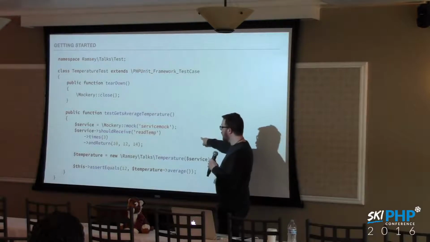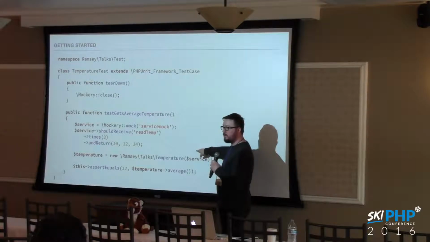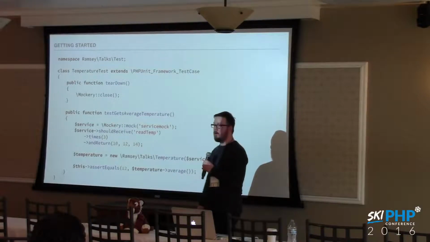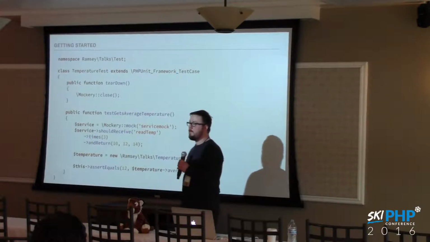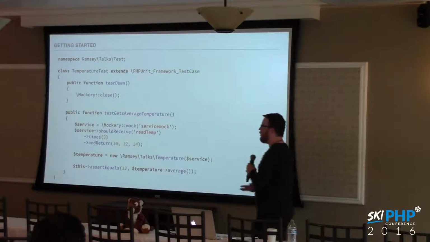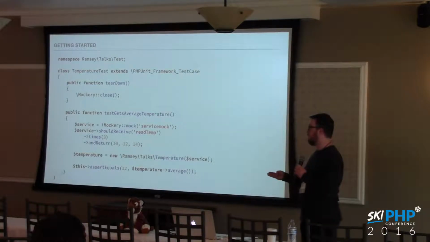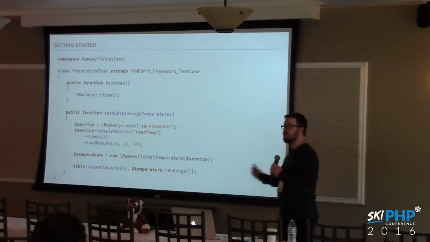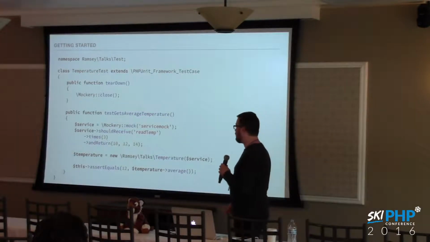This service mock should have a method on it called readTemp that should be called exactly 3 times, and each time it will return one of these values. The first time it's called, it will return 10. The second time it's called, it will return 12. And the third time it's called, it will return 14. And that's just how this mock is going to work as we call it.